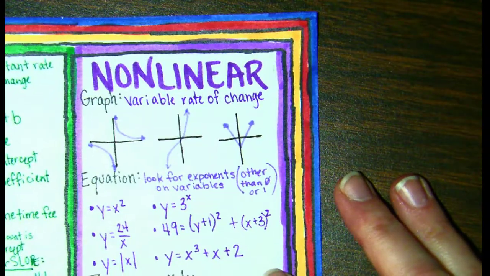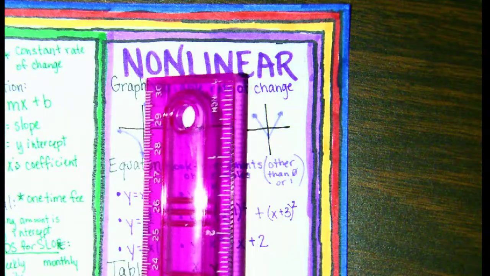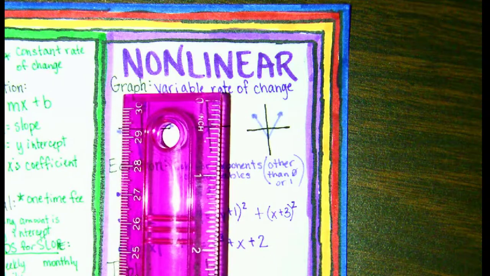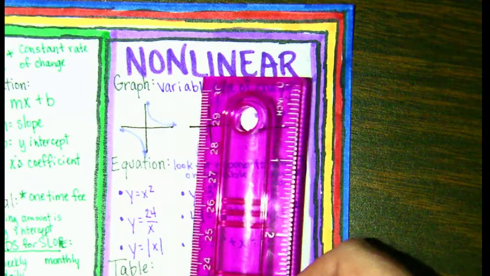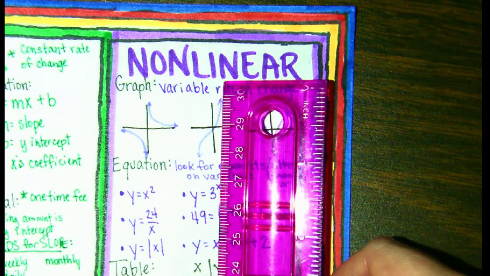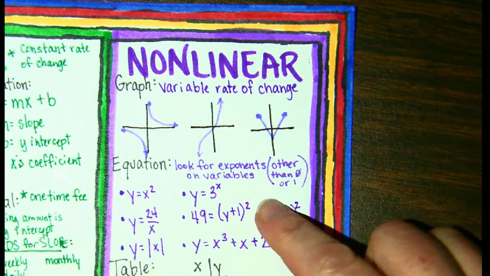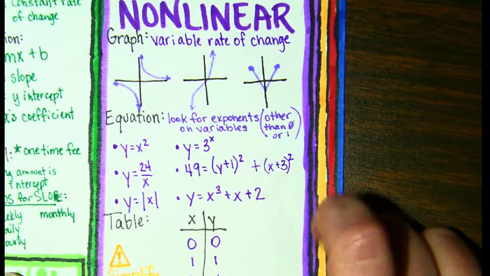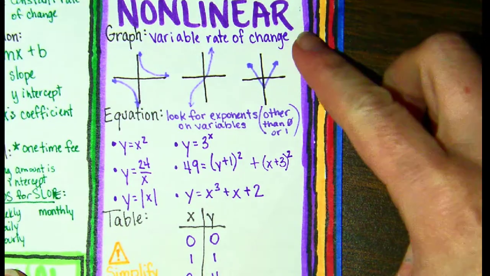Last one, nonlinear has a variable rate of change. These will still pass the vertical line test, even though they're not straight lines. So as I'm sliding this vertical line over my graph, it still passes that vertical line test. Still one output for every input. What you're going to look for in an equation is exponents on the variables, which is what you will see most frequently. Exponents other than 0 or 1.